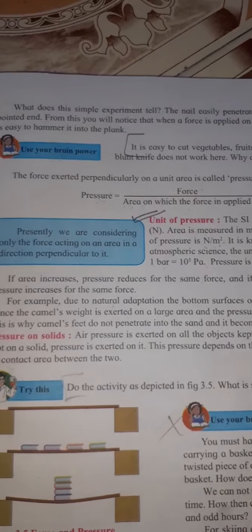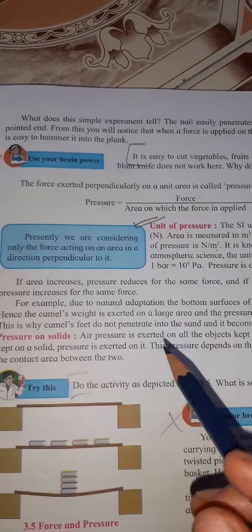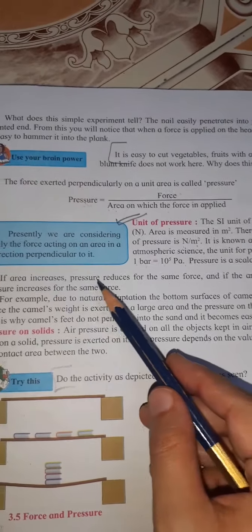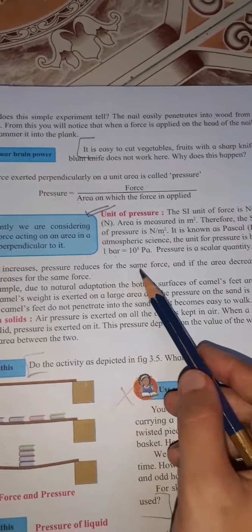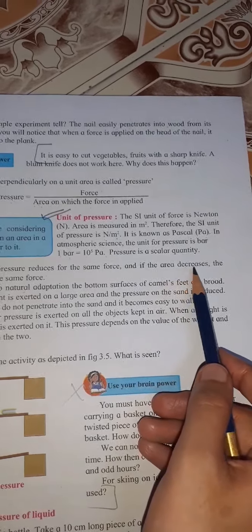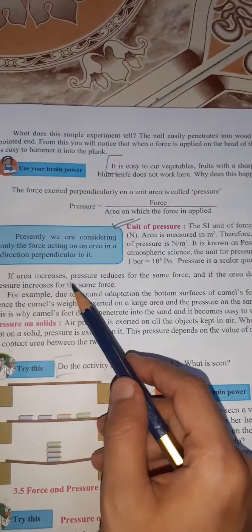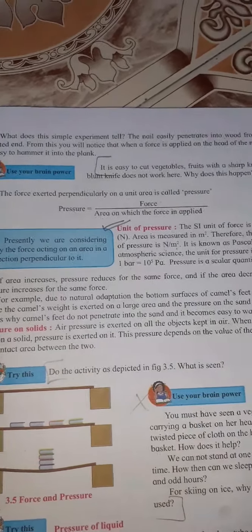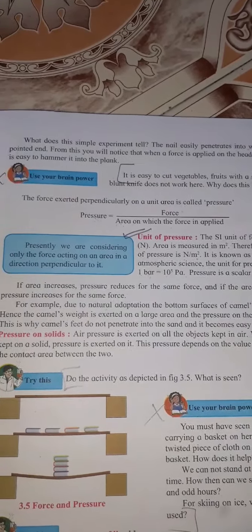Here's a statement that helps you to understand how force and pressure are related. If area increases, pressure reduces for the same force, and if area decreases, if area is less, then the pressure will be more. That is what I told you with the help of the example of the pointed nail and blunt nail.